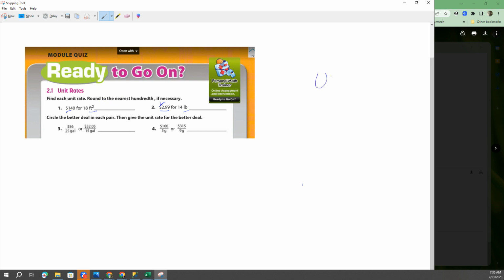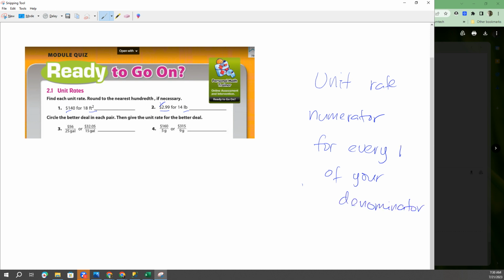So again, a unit rate, unit means one basically. So unit rate is the value of your numerator, which is dollars in this case, for every one of your denominator. Okay, for every one of whatever is the denominator.